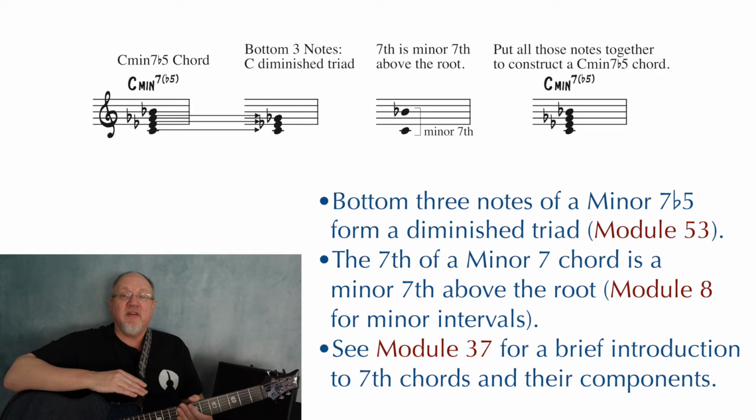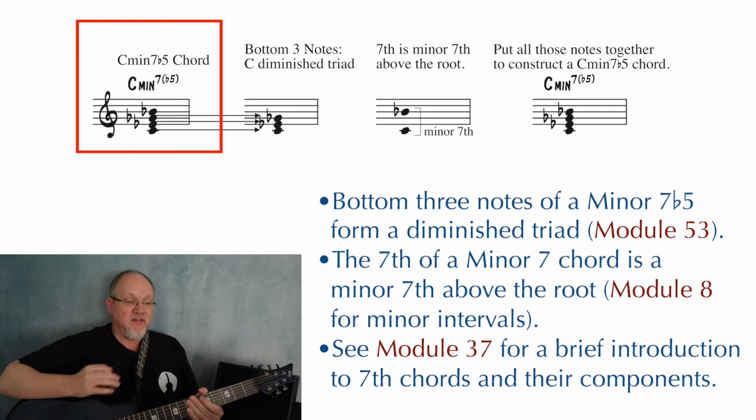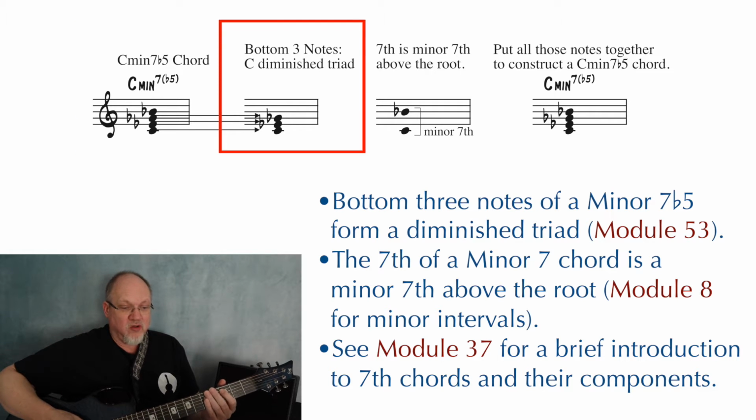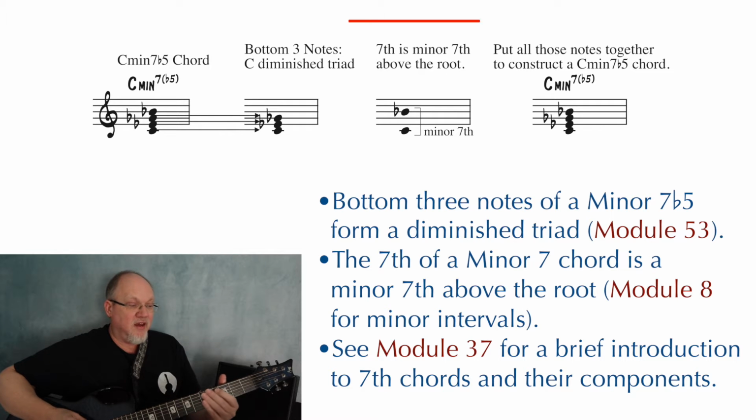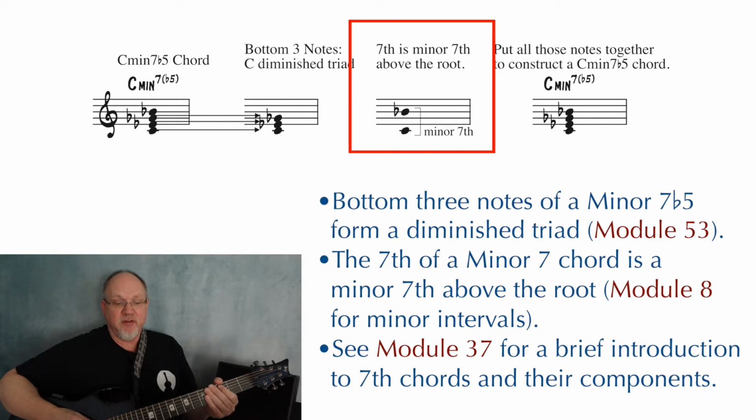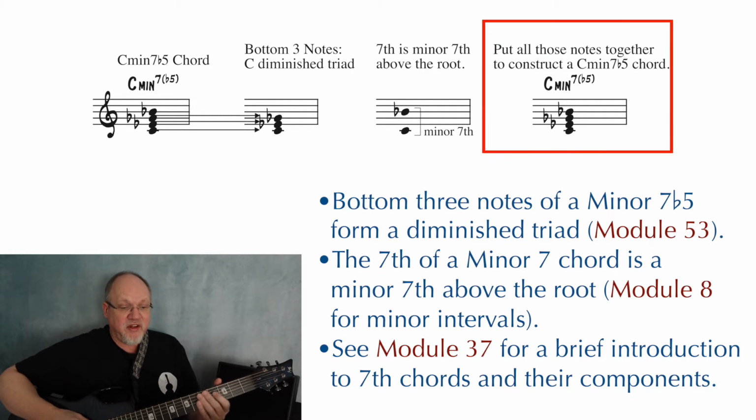The bottom three notes of a minor 7 flat 5 chord form a diminished triad, and the seventh of a minor 7 flat 5 chord is a minor seventh above the root of the chord. Here's a C minor 7 flat 5 chord. The bottom three notes of this chord form a C diminished triad. That'll be C, E flat, and G flat. And the seventh of this chord is a minor seventh above the root. The root is C, minor seventh above that is B flat. Stack them all together, you have C, E flat, G flat, B flat, or C minor 7 flat 5.